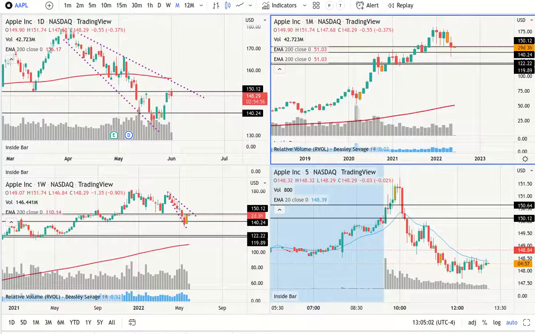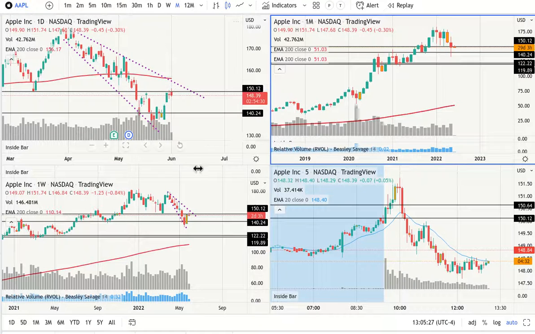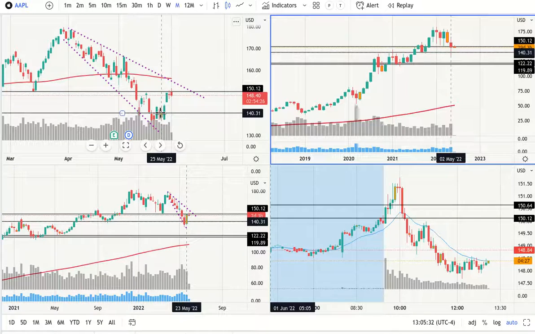Although I guessed correctly which level the Apple stock is gonna bounce off, and it bounced. Here is a short posted on my channel about 2 weeks ago, and I expected that there is a big possibility for Apple stock to bounce off 140 levels, and here it is. It bounced from this level up to 150, and that's almost a 4 or 5% increase, give or take.